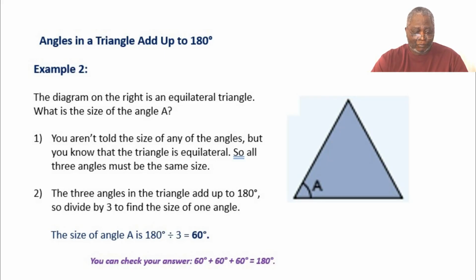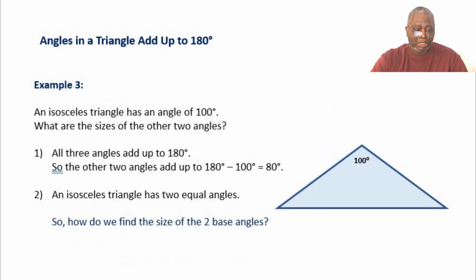So, what do you do? Divide by 3 to find the size of one angle. And the size of angle A is equal to 180 divided by 3, which is equal to 60 degrees. You can check your answer by adding 60 degrees plus 60 degrees plus 60 degrees, or multiplying 60 degrees by 3.